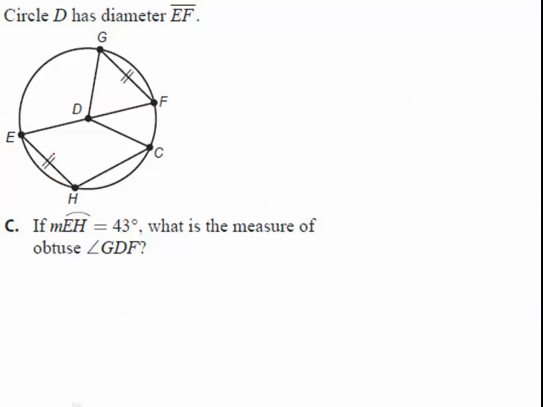Okay, in this one it says the measure of arc EH is 43 degrees. What is the measure of the obtuse angle GDF? So when they're asking that, we're looking at this angle right here.